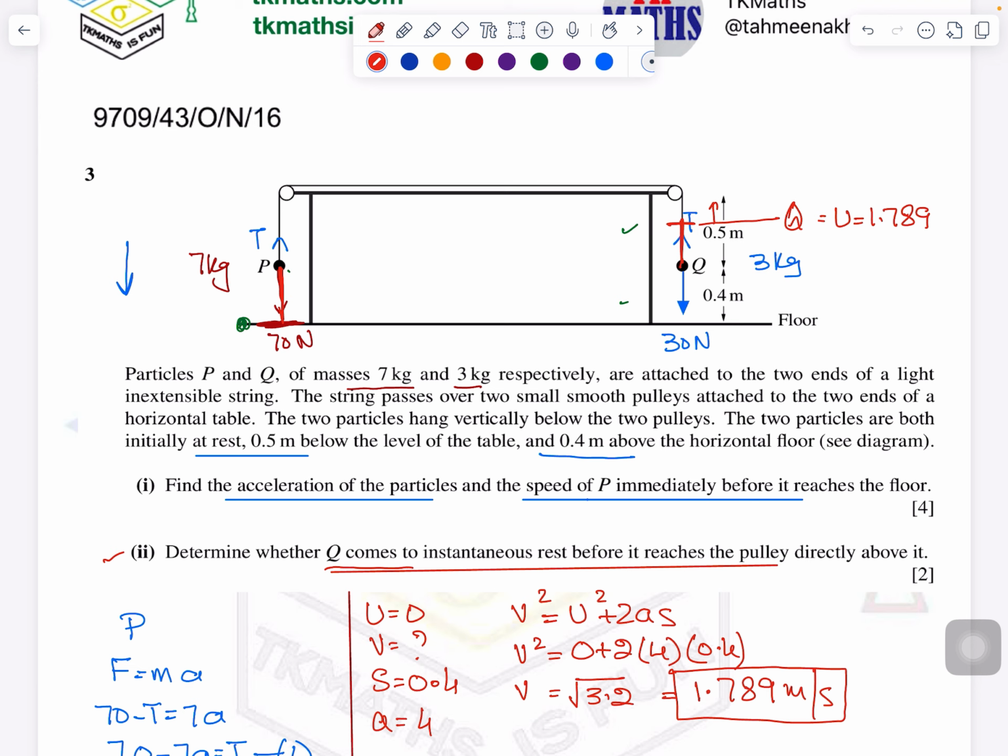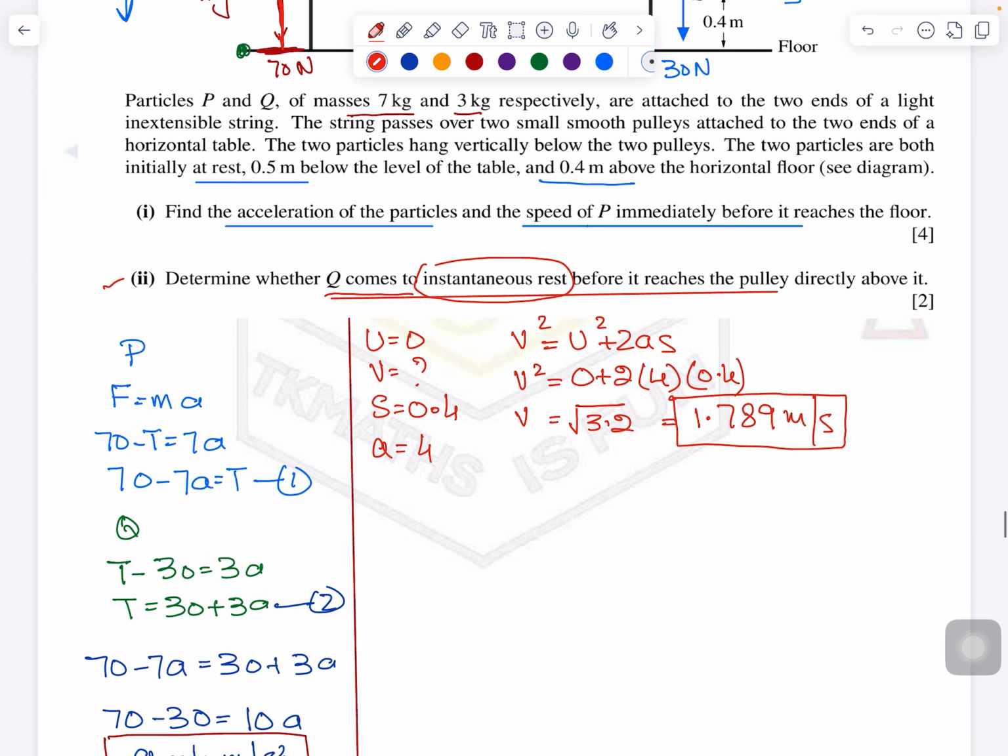So now we have to check whether it comes instantaneously to rest. If I put V equal to 0, the distance covered should be less than 0.1. Why 0.1? Because this hole is 0.5, Q has already covered 0.4 meter, so the only distance left is 0.1. So if the distance comes less than 0.1, then we can say yes, Q will come instantaneously to rest before reaching the pulley. So let's find it out.